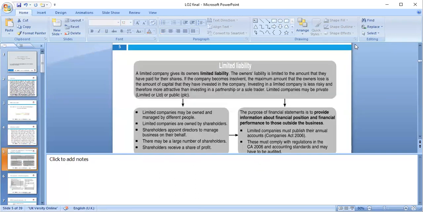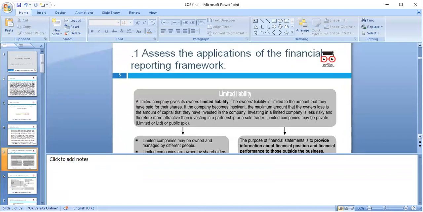Then we have been given 2.1, assess the application of the financial reporting framework. When we look at a limited company, it gives the owner limited liability, and the owner's liability is limited. In terms of D2, we can look at how different companies and frameworks work, which we'll go through in a minute.